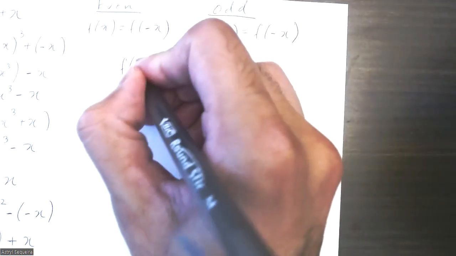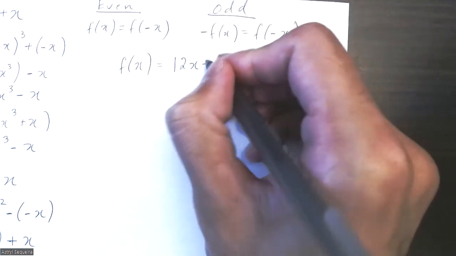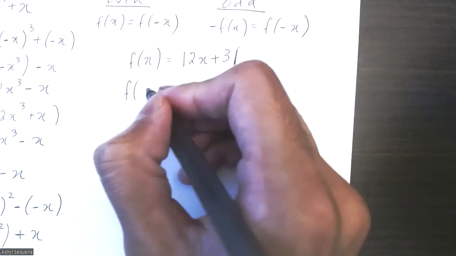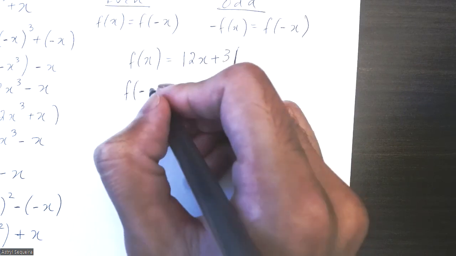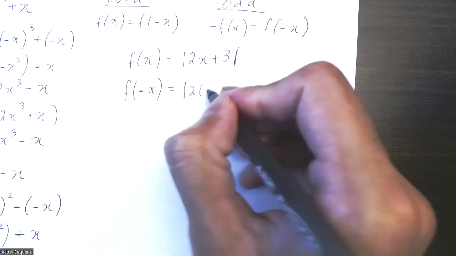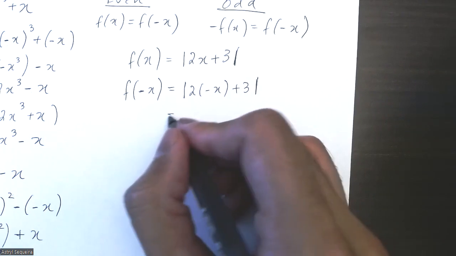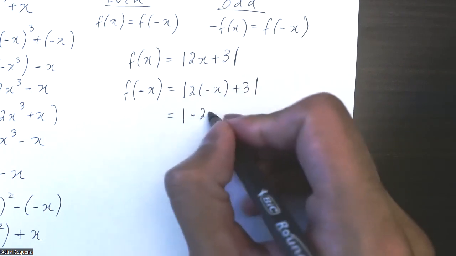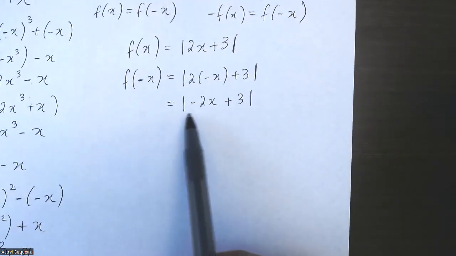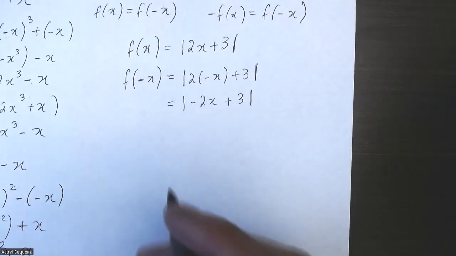And let's do one final example. This is an absolute function over here. And let's do our test for even. So f of negative x is equal to the absolute value of 2 times negative x plus 3, which is absolute value of negative 2x plus 3. Now, if you wanted, you could simplify this a bit more by factoring out the negative and taking that out, but it's not 100% necessary.